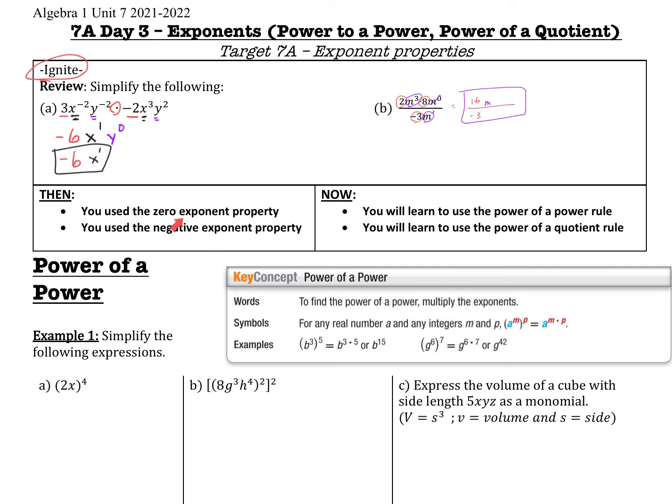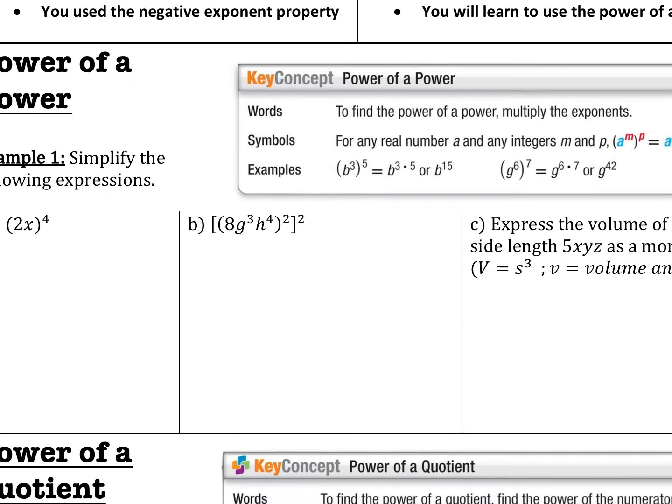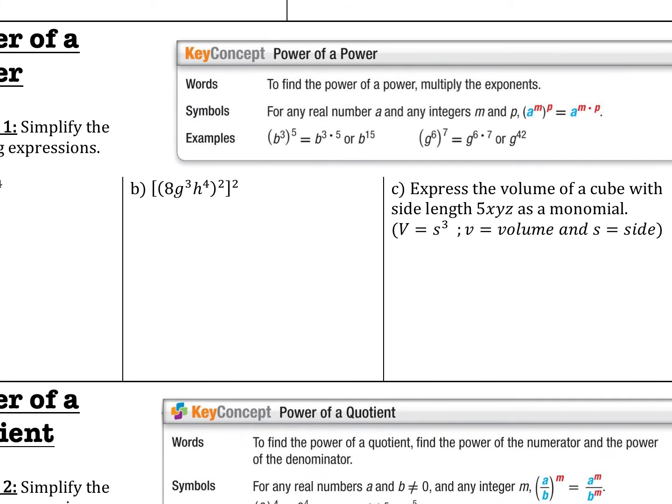All right, so we've talked about zero exponents, negative exponents. Now we're going to talk about power of a power or power of a quotient. All right, so looking here at the box, they've got power of a power. You're going to multiply the exponents. So if you have a raised to the m, and that power is raised to a power, that's why they call it power of a power, then you'd multiply those powers together. So we've got b cubed all raised to the 5th, so it's going to be b to the 15th.